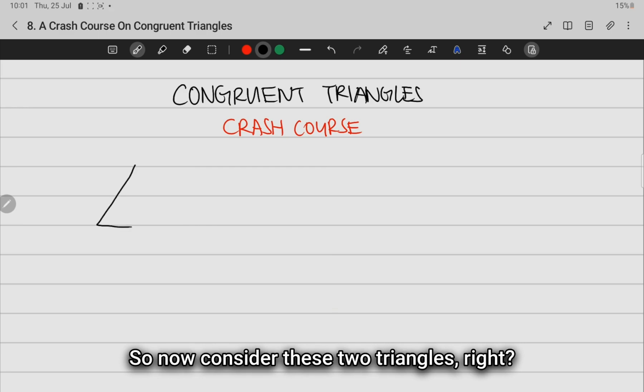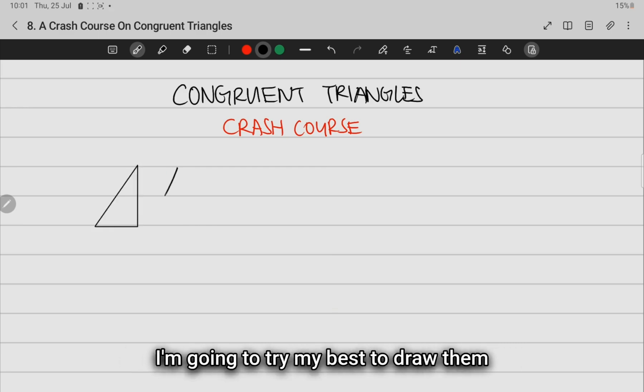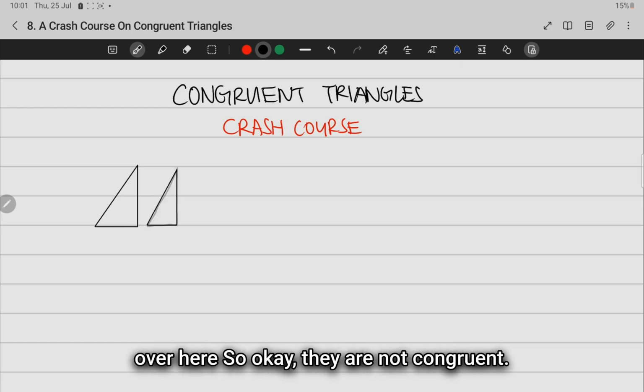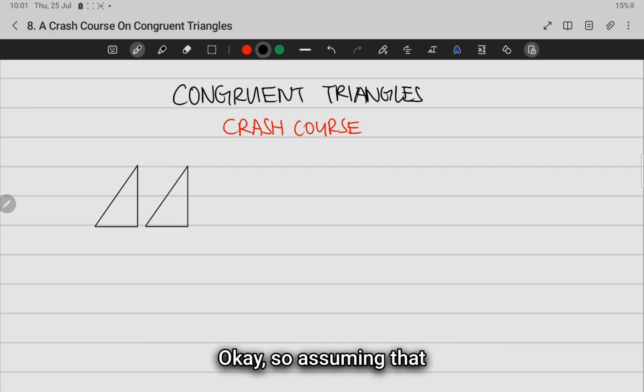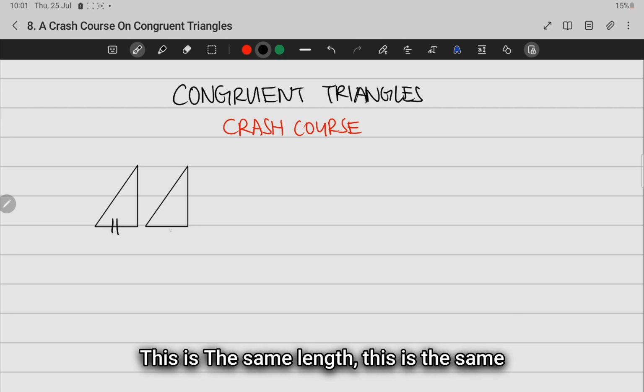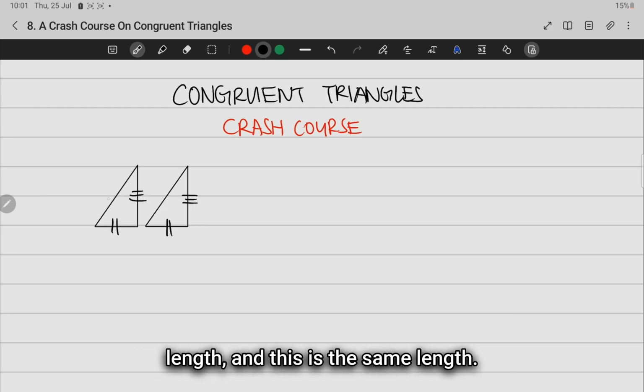So now, consider these two triangles, right? I'm going to try my best to draw them over here. Assuming that they are congruent, this is the same length, this is the same length, and then the same length.